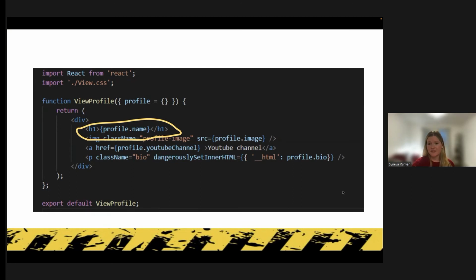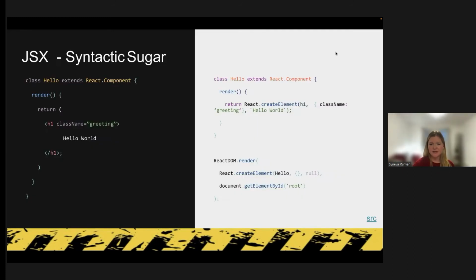So this is an example of what the JSX might look like. You can see there's an H1 and there's the profile name here. So behind the scenes, in order to get this JSX to load on the page, React goes through a process called transpilation. So in that transpilation process, this JSX is transpiled to basic JavaScript, and the React API is used in order to append elements into the DOM.